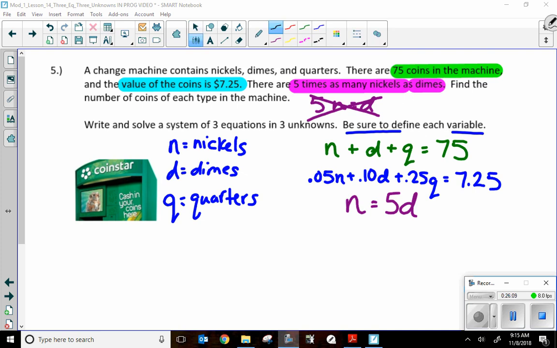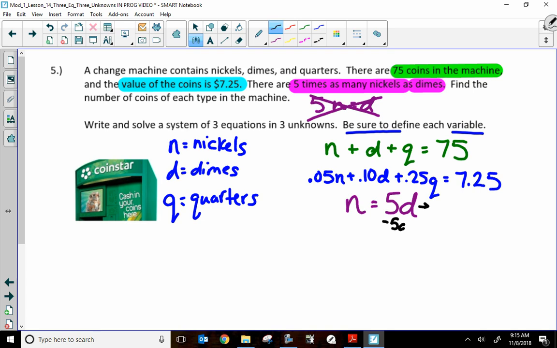So let's get started here. Just like I did in the previous one, I'm going to set this one equal to 0. If I subtract 5d from both sides, I get n minus 5d equals 0. I need to get rid of one variable. I am going to get rid of the n.